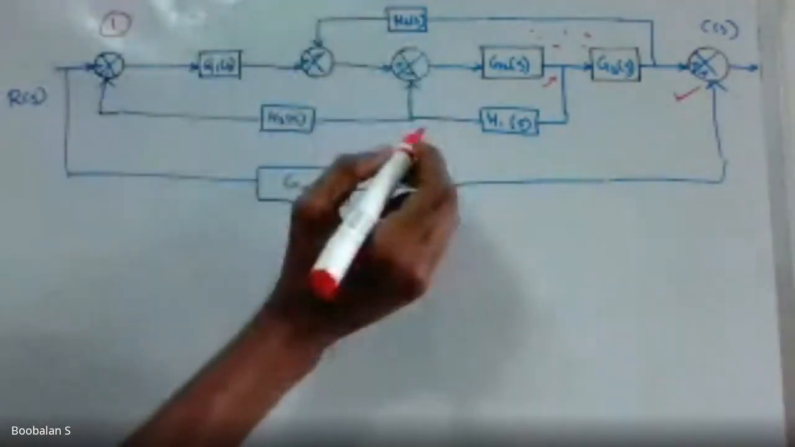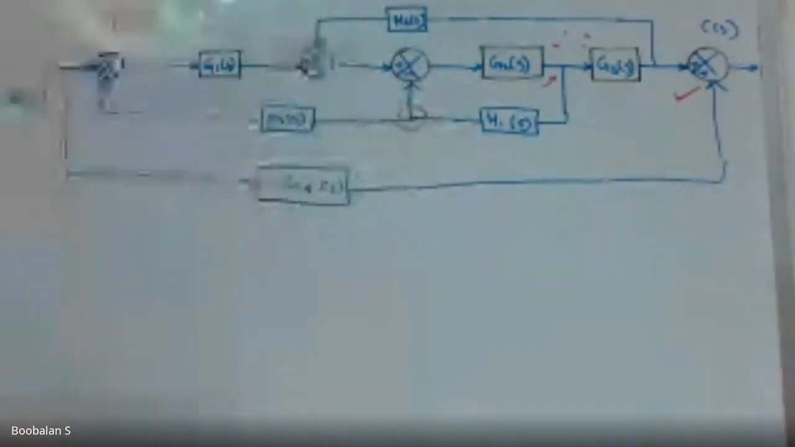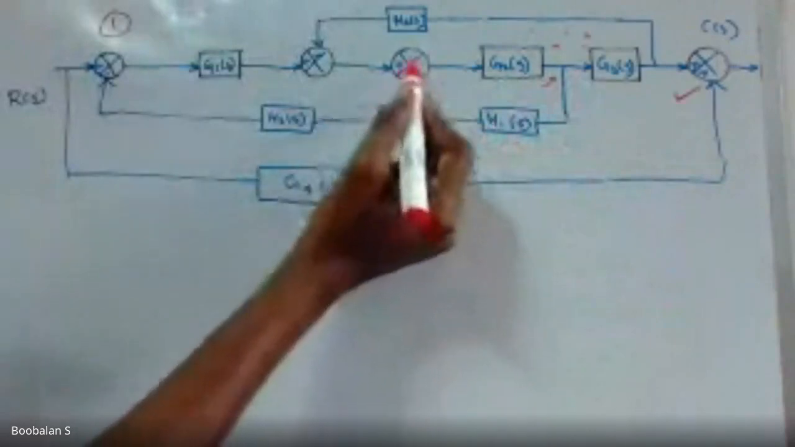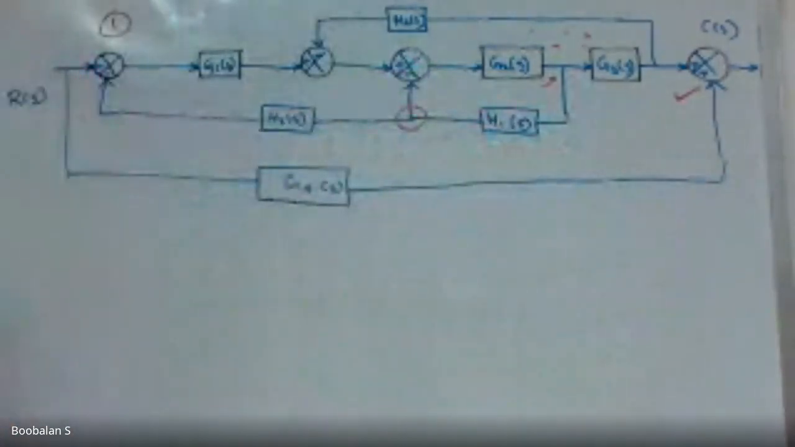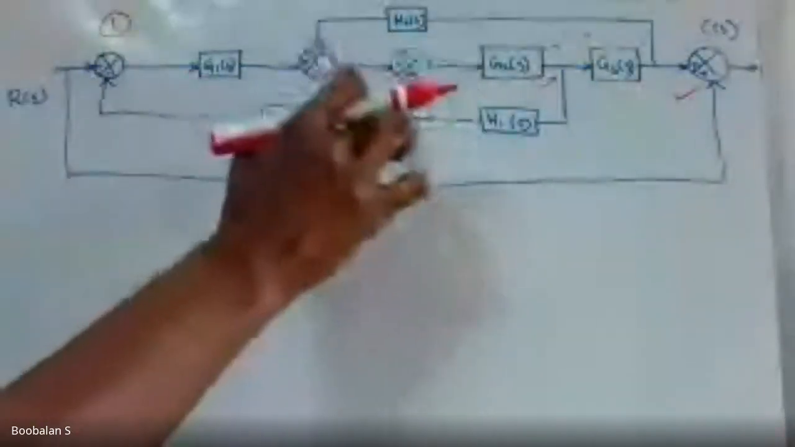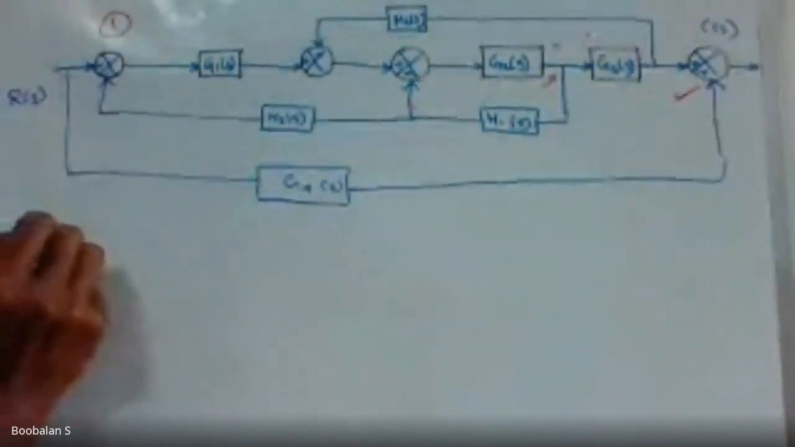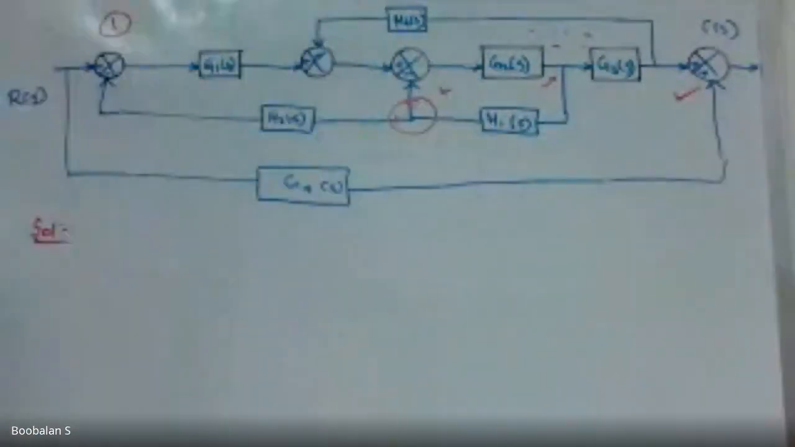One more thing here: there is a common point. They have a takeoff point, and H1 is giving feedback. There is also a common point at the summing point output, and there is one more summing point coming to this summing point. So we have some difficulty over here. First of all, we are going to solve this common point, and then we can go with the next solution. First we remove this problem, then we can solve the remaining things.